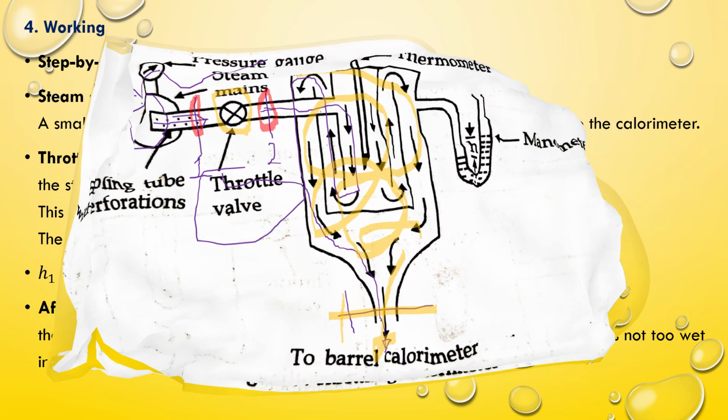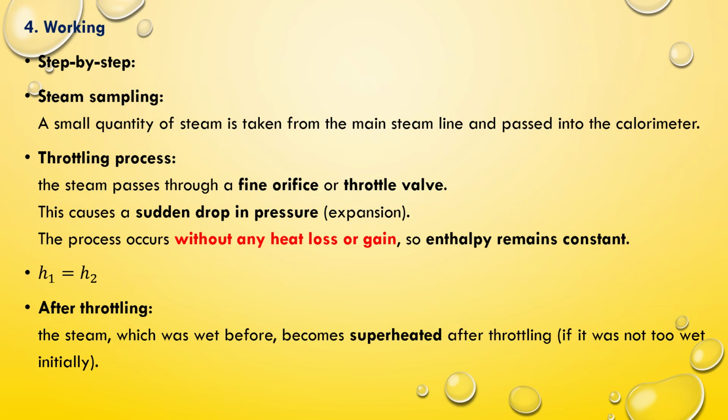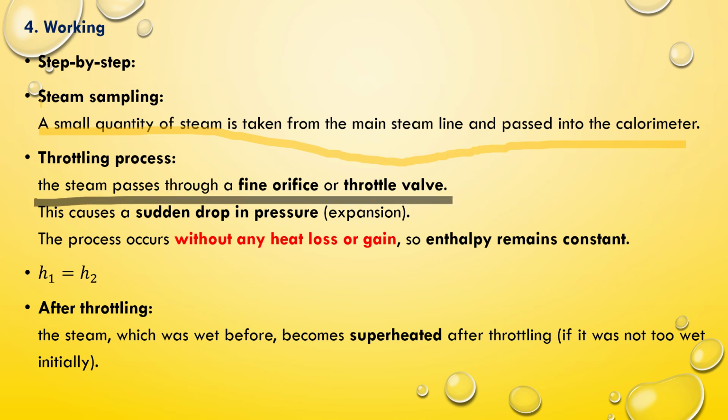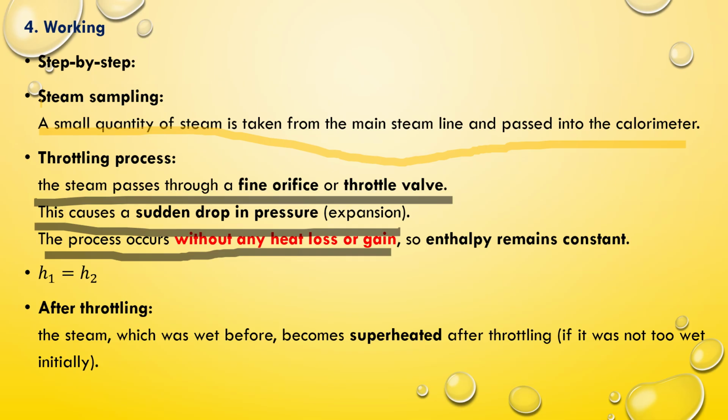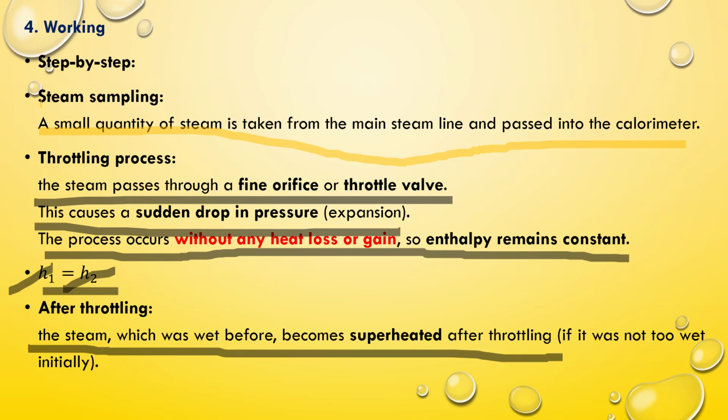So what you can see: a small quantity of steam is taken from the main steam line and passed through the calorimeter. What you will observe is the steam passes through the fine orifice or throttle valve. All of a sudden its pressure will drop. So the process occurs without any heat loss or heat gain. Enthalpy remains constant, that is H1 equals H2. That is, enthalpy before throttling and enthalpy after throttling remain the same. And after throttling, the steam which was wet now becomes superheated, which will condense and be collected at the bottom.